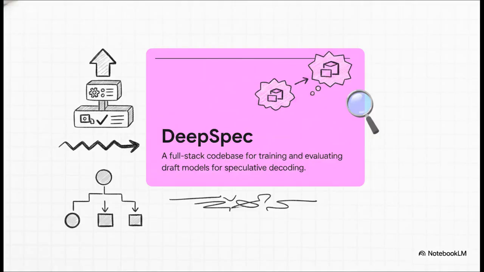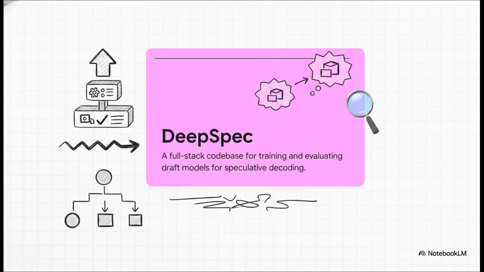So what exactly is it? Well, to use their exact phrasing, DeepSpec is a full-stack code base for training and evaluating draft models for speculative decoding. We don't need to get bogged down in the complex math of speculative decoding itself today, but basically it's like a tag team speed hack, where a tiny model drafts answers fast and a huge model double-checks them. The real key word here is full stack.